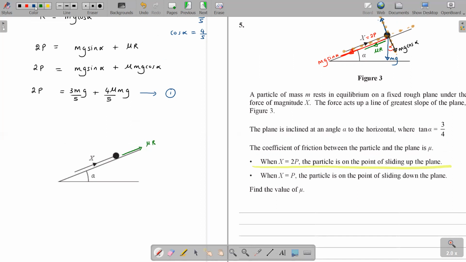Normal reaction will stay the same. I mean, normal reaction stays the same, right? There's no reason for it to change. mg also, you have the same weight. And your components are also the same, right? You have mg cos alpha and you have mg sin alpha.